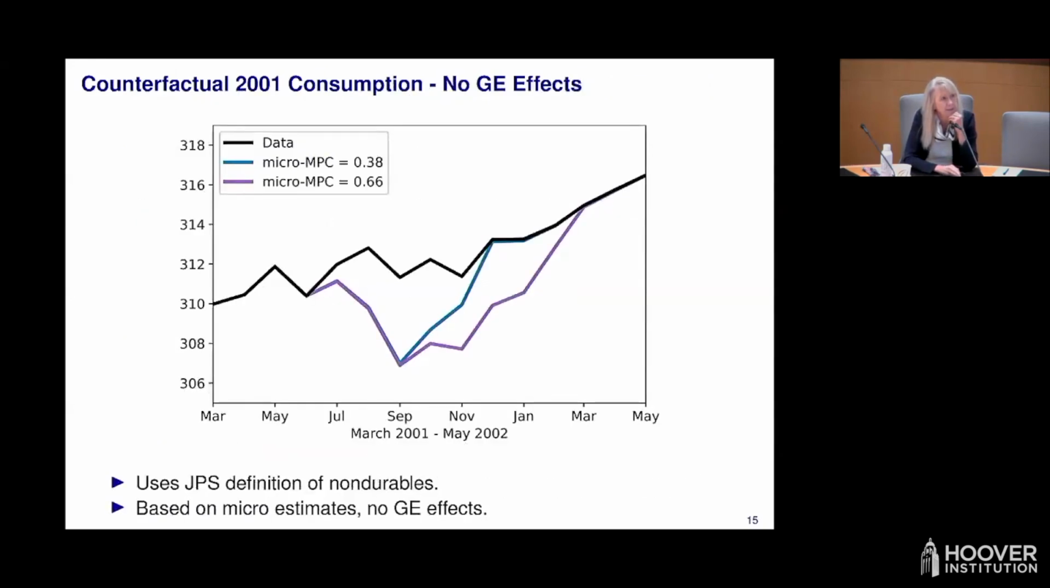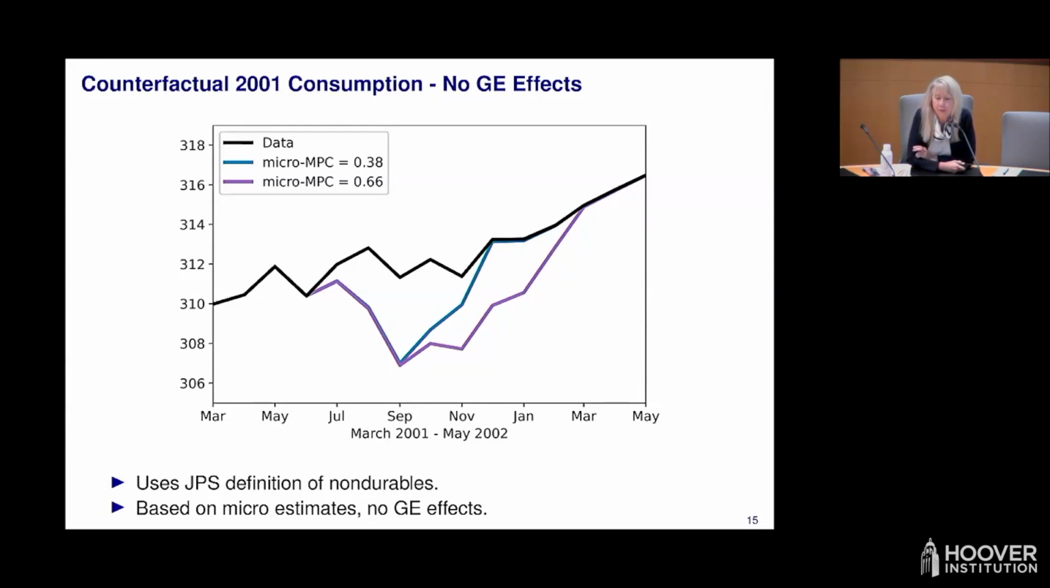So here's what we get. This is for 2001 through early 2002, so that you can see the whole picture. The black is the data for their definition of non-durables. The blue line is when we just take into account the contemporaneous 3-month effect, with the micro MPC of 0.38. The purple line is 0.66. This is based on the micro estimates, with no general equilibrium effects.